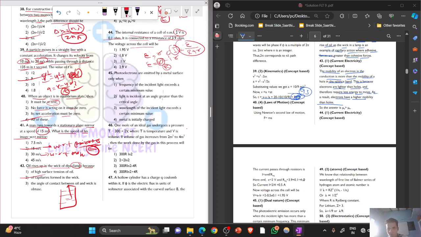It's again a formula based question. You calculate R equivalent, then I, and now V equals E minus Ir. Simply, as I said, you do the same. That will come out to be 1.94.